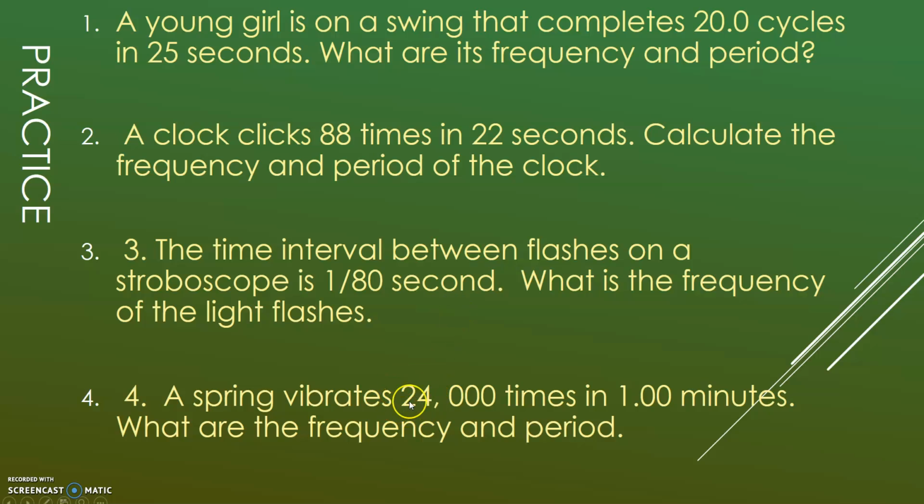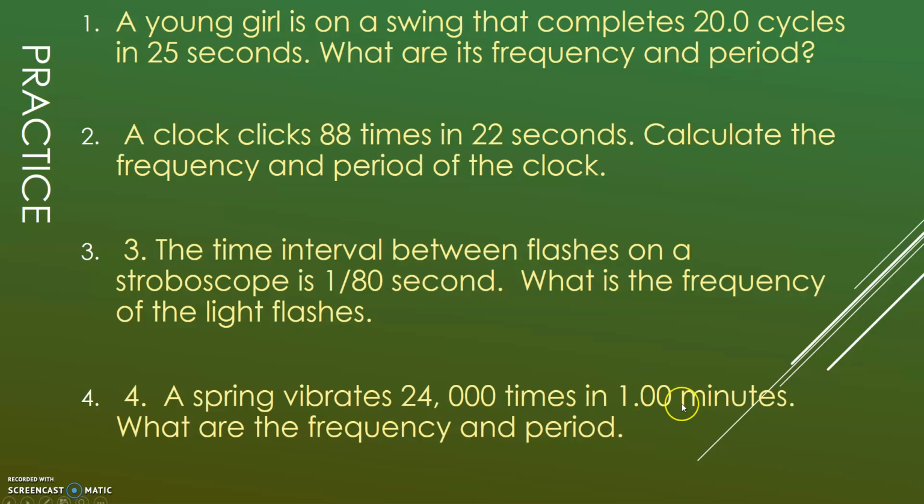All right, so 24,000 in 1 minute. A lot of you will say, oh, the frequency is just 24,000 divided by 1, which is 24,000. That would be wrong, because the time needs to be in seconds always. So we need to change that to seconds. So it's going to be 24,000, but it's not divided by 1 minute, it's divided by 60 seconds, which gives you 400. So its frequency is 400.